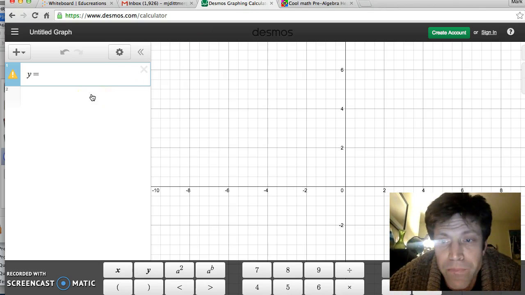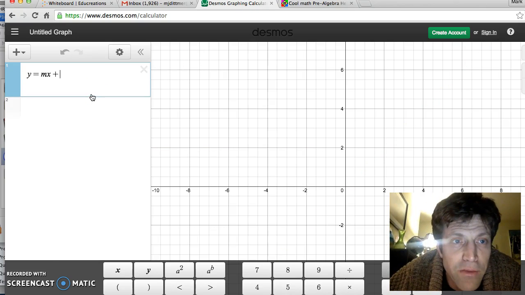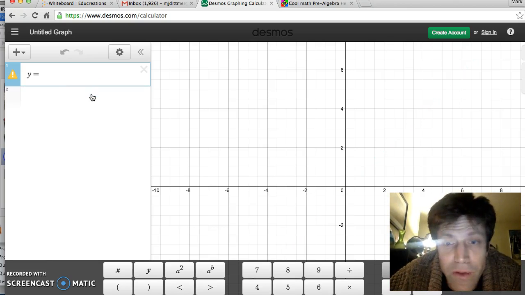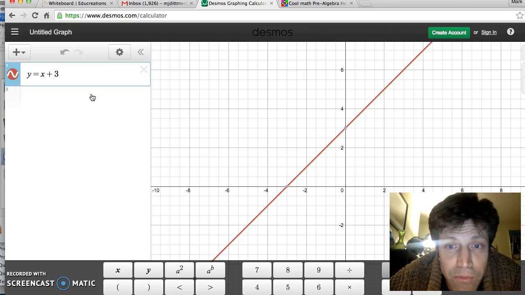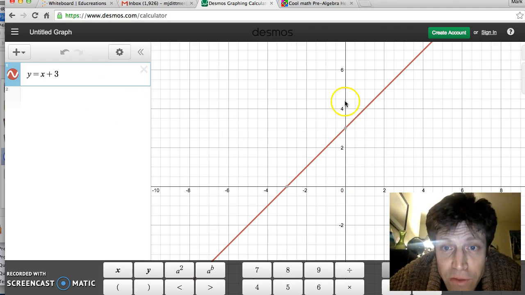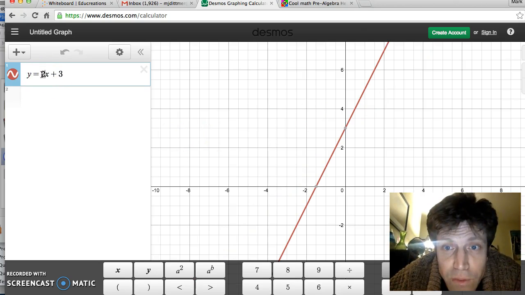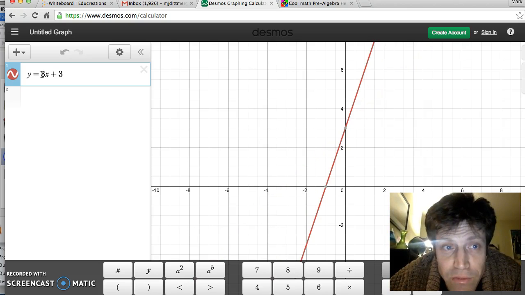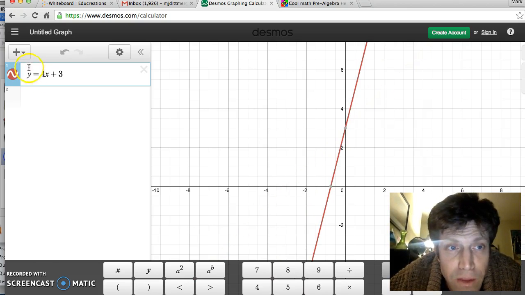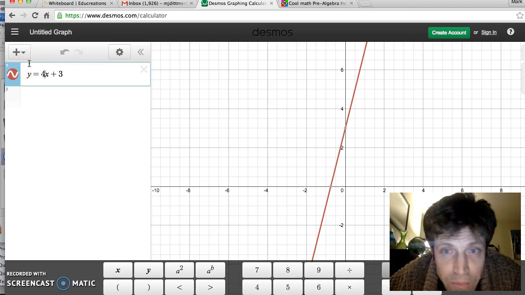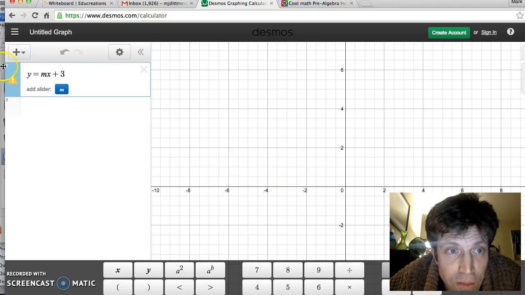y equals mx plus b. Or we can do a couple. y equals x plus 3 is what we were looking at before. It starts on 3, goes up 1 over 1, up 1 over 1. And if it's 2x plus 3, the slope changes. If it's 3x plus 3, 4x plus 3. Cool thing about this program, if you want to try a bunch of different things for the slope, you can put a variable in there and click Add Slider.